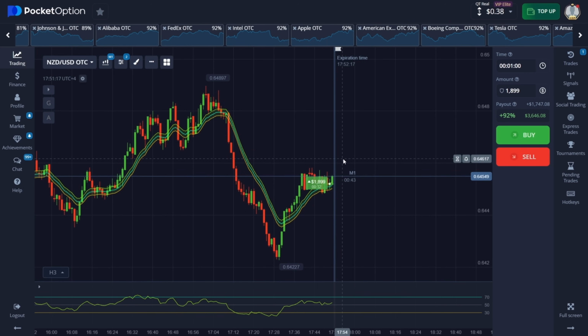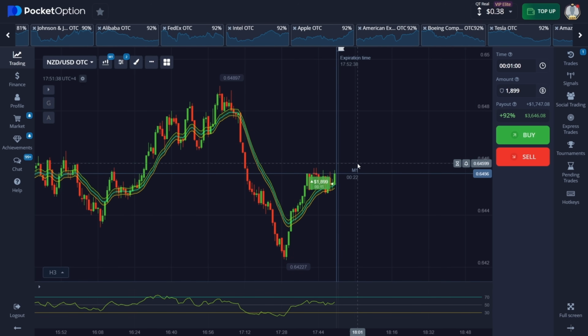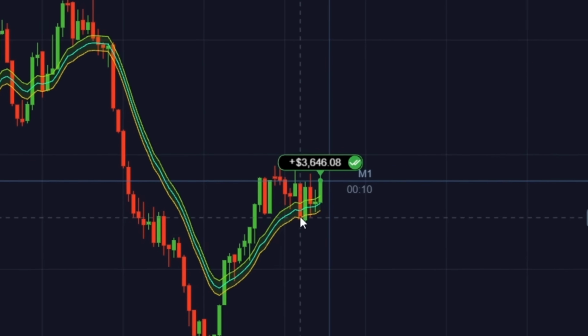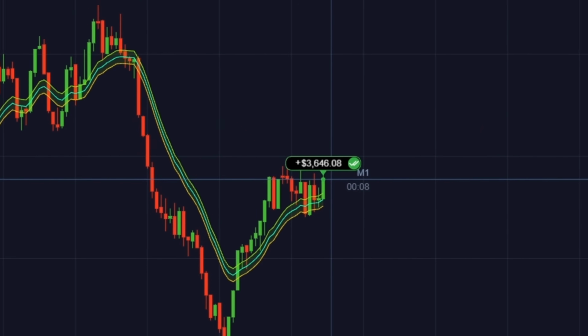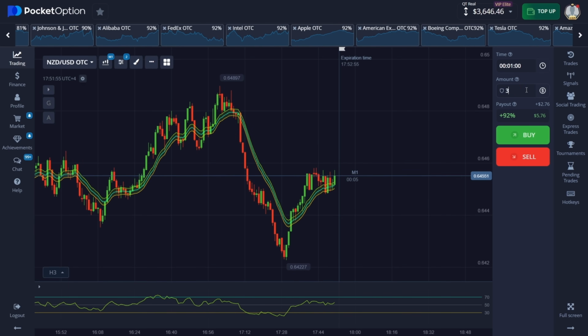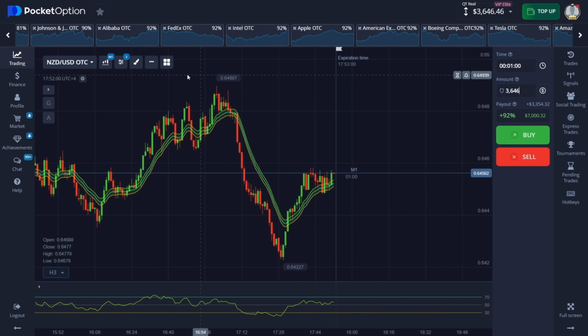The trade is currently in our favor, but there are still 30 seconds left. With only a few seconds remaining, we won another trade. Now my balance has increased to $3,646. Let's find a trade for $3,646 in stocks.